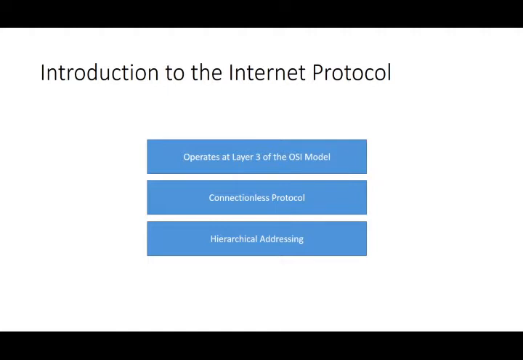Now IP uses hierarchical addressing. It is a 32-bit number. Part of this number is what we call a network ID, and the other part of that number is the host ID. We will talk in our next lecture about the network addressing, IP addressing.